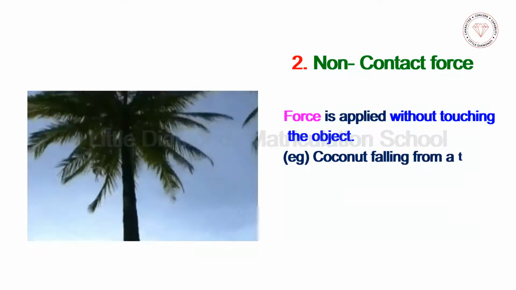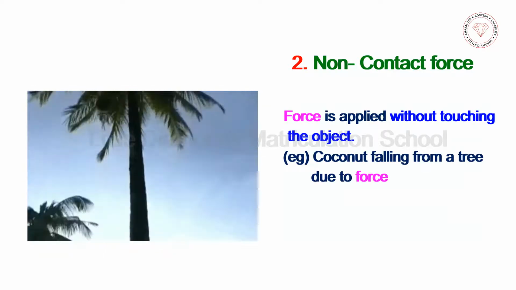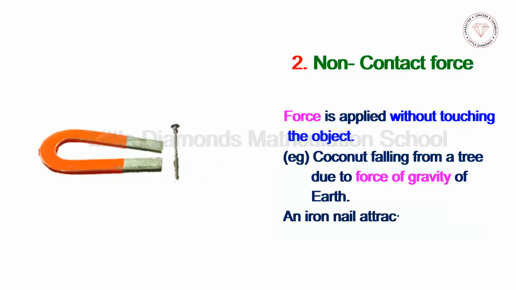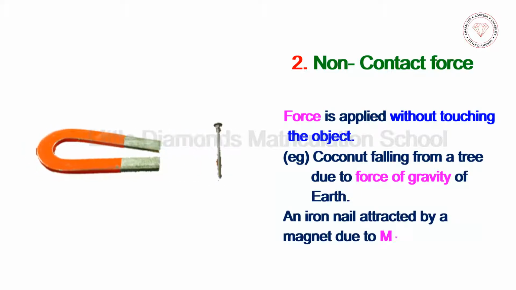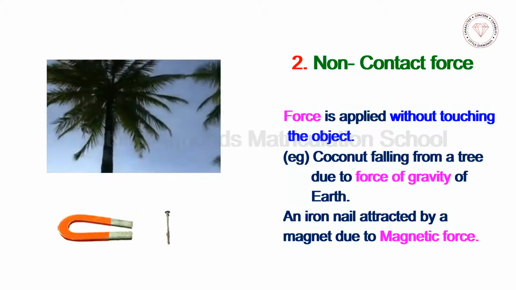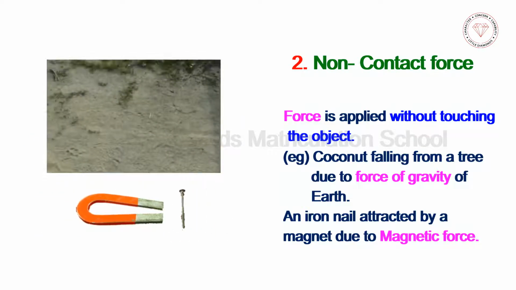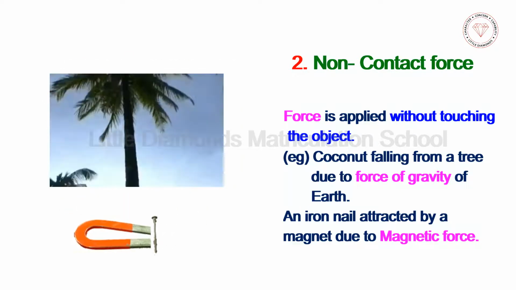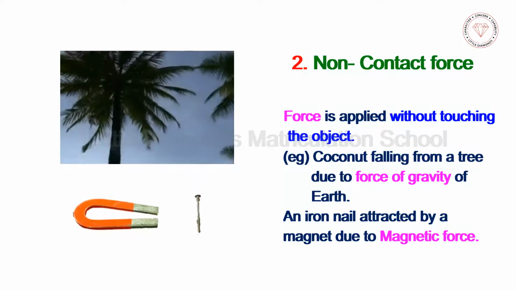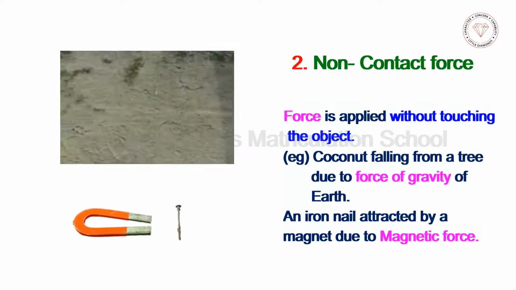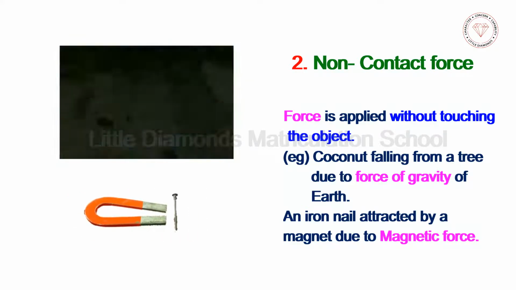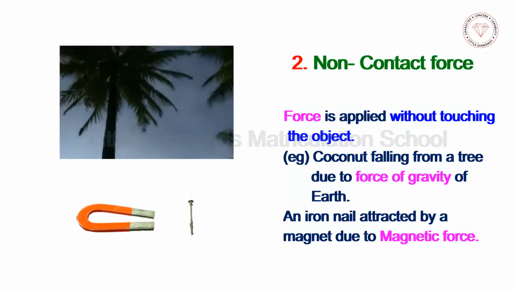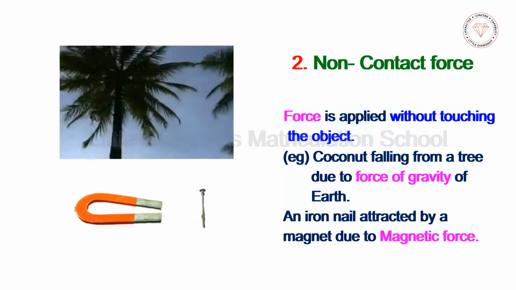Example, a coconut falling from a tree due to the force of gravity of the earth. An iron nail being attracted by a magnet due to magnetic force. In this we see that there is no contact between the earth and the coconut, but the force of gravity acts on it and brings the coconut down. So, gravitational force and magnetic force come under non-contact force.